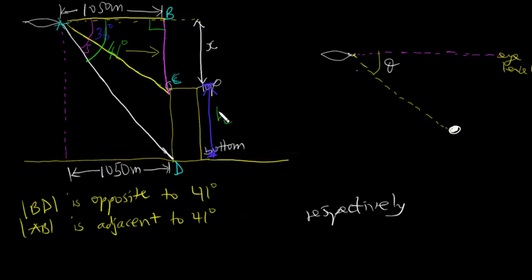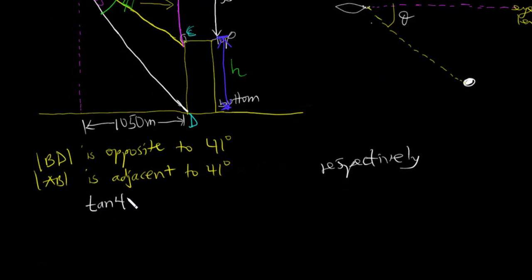So if I want to find h, then I have to develop an expression in terms of h. So how do I connect h to this right angle triangle that I have here? That is the right angle triangle ABD. All right, this is how I'm going to do it. So I'm going to write tan of the angle 41 degrees.